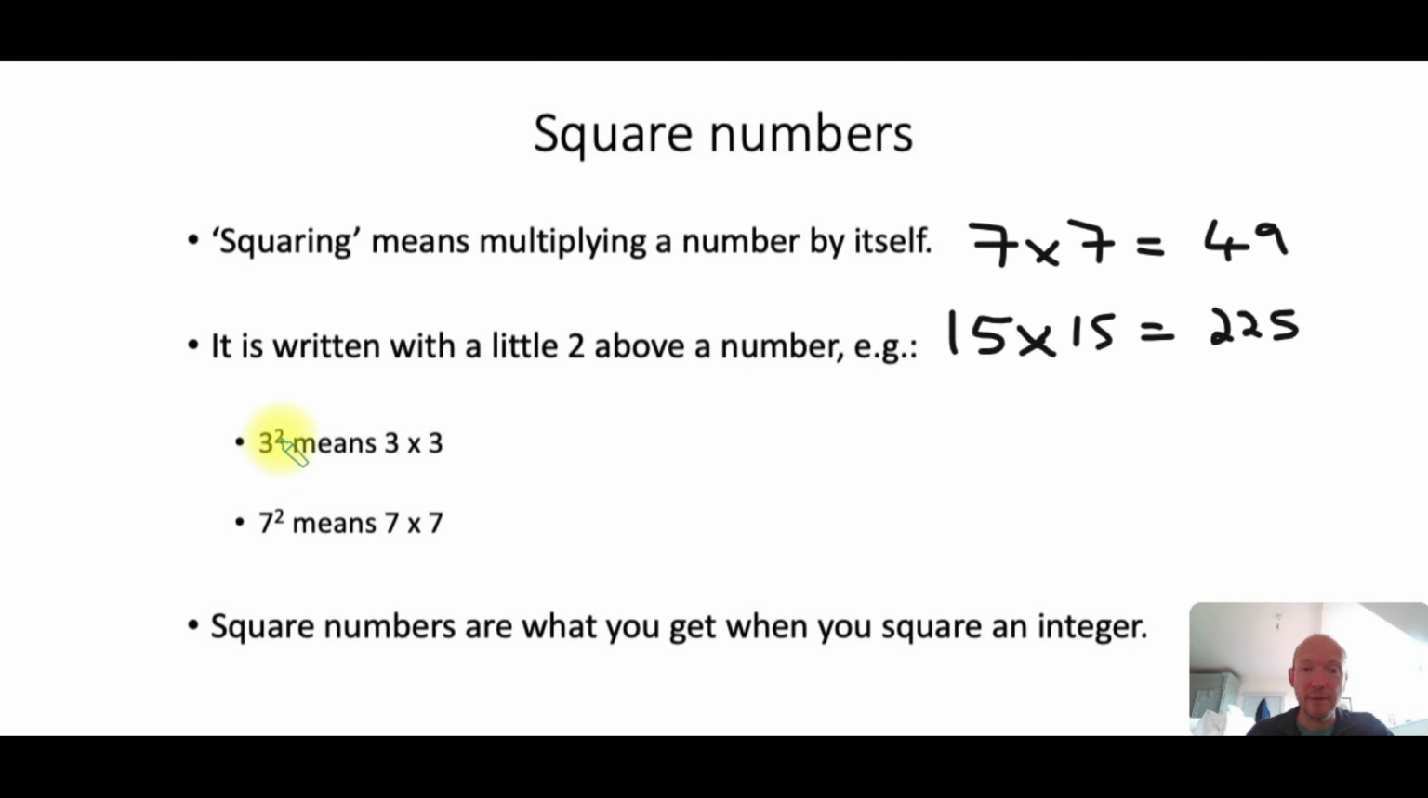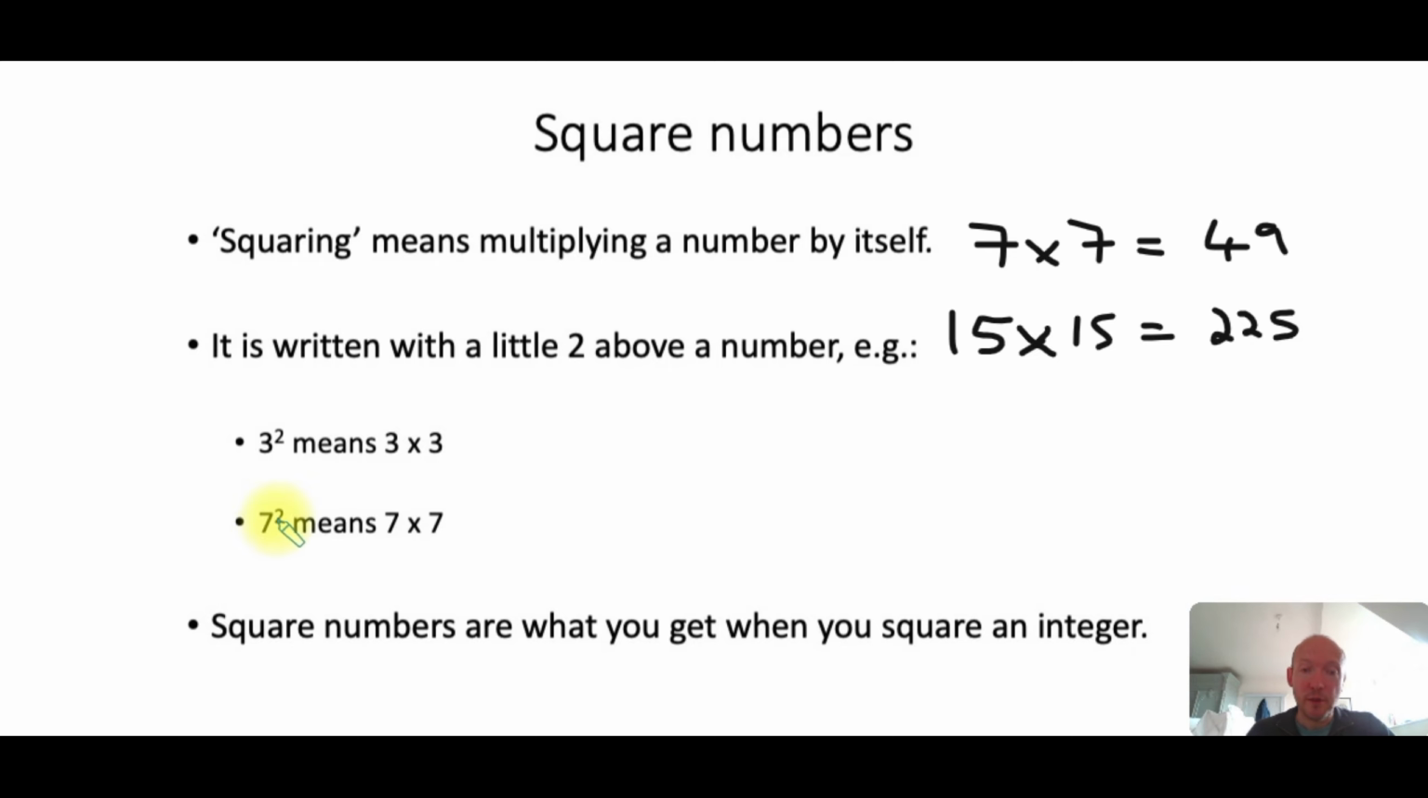Now we can write squaring just by writing the number times itself, but you can also write it as it says here with this little 2 just above. So 3 squared means 3 times 3. That little 2 at the top simply means multiply 3 by 3. A very common mistake is to think that means to multiply it by 2. Notice that's different. 3 times 2 would be 6. 3 times 3 is 9. They're not the same thing.